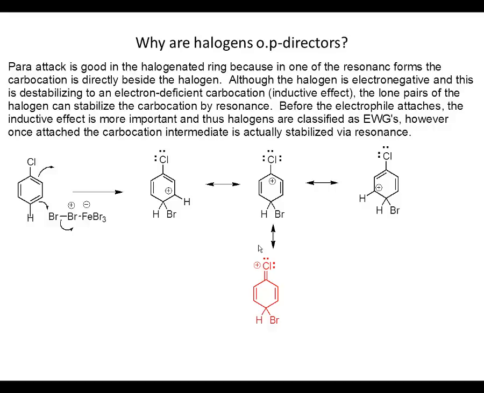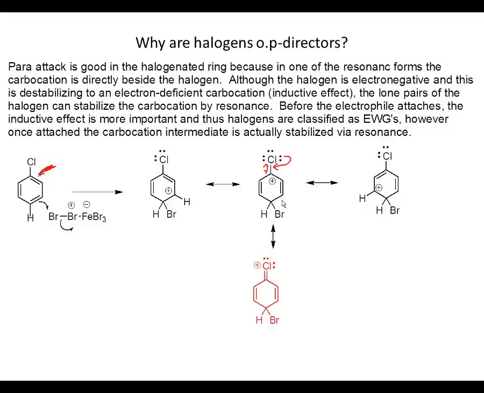Okay, what about halogens? Again, it seems like I've just copied this thing right here over and over. Sorry about that. When we attack the para position, we get the group right here. Normally, we would think that chlorine's electronegative, and thus it would not be a good idea to put the positive charge right beside the chlorine. However, we can do a resonance stabilization of this carbocation using the lone pair at chlorine. And this accounts for its ability to stabilize a carbocation.